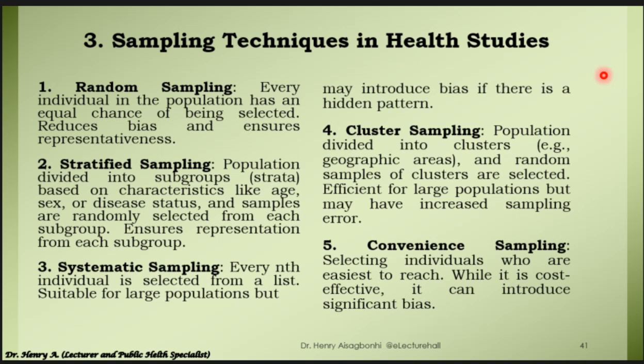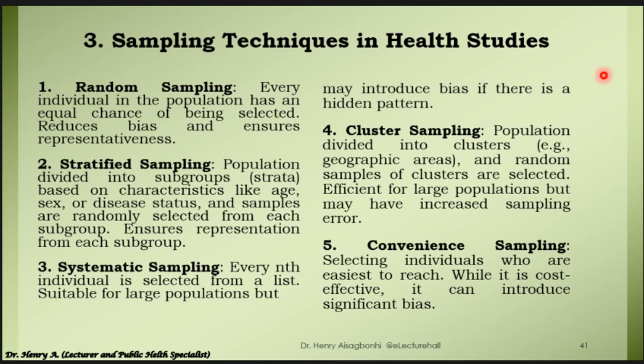You have the random sampling technique, where every individual in the population has an equal chance of being selected, and this reduces bias and ensures equal representativeness. So you can pick anybody, because as a matter of fact, anybody you pick randomly within that population can suffice. Number 2, you have the stratified sampling.